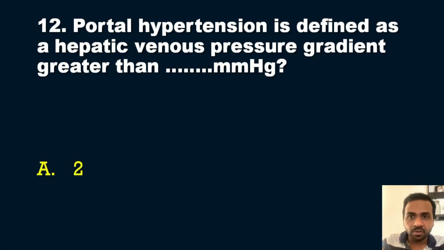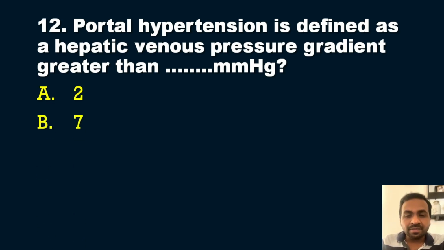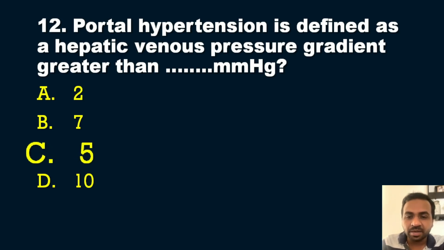That is a question for you, and the options are option A 2 millimeter mercury, option B 7 millimeter mercury, option C 5 millimeter mercury, and option D 10 millimeter mercury. Portal hypertension. So the answer for this question is option C, that is 5 millimeter mercury. From this question we will be learning many important terms which are associated with portal hypertension. Okay, that we will see in detail.